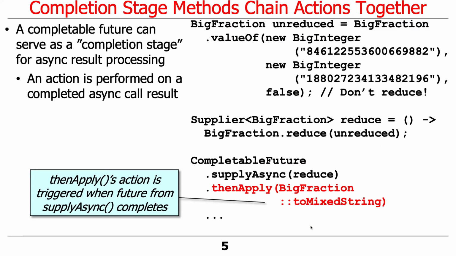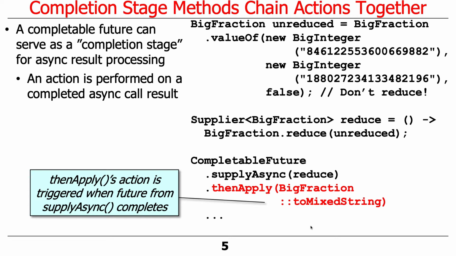So what does this all mean? What is a completion stage? It means that an action will be performed when an asynchronous operation completes. So the action will be performed on the result of an asynchronous computation when that asynchronous computation has finished running asynchronously. Okay, so far so good.